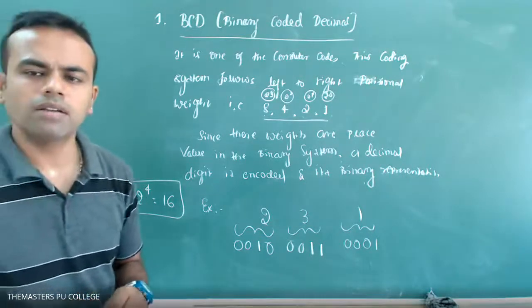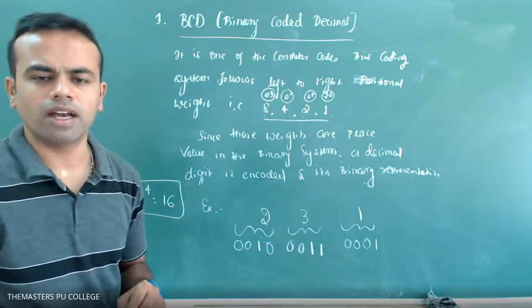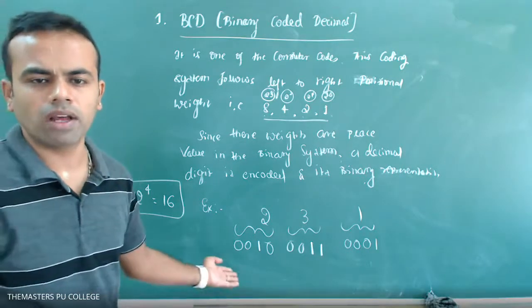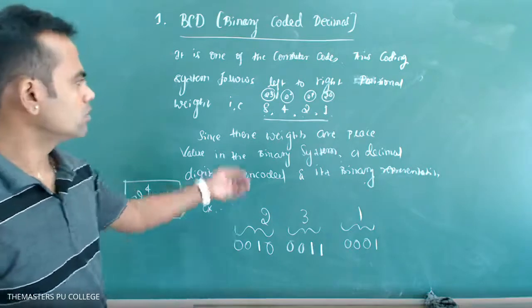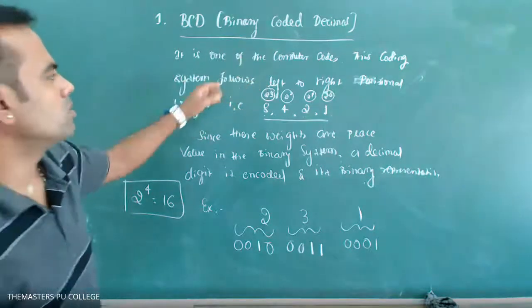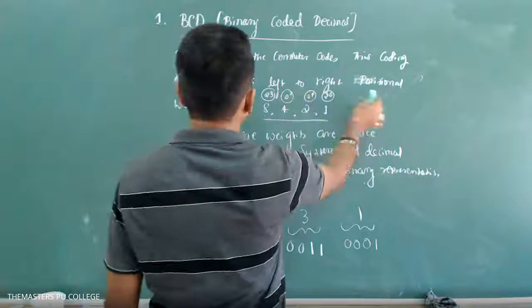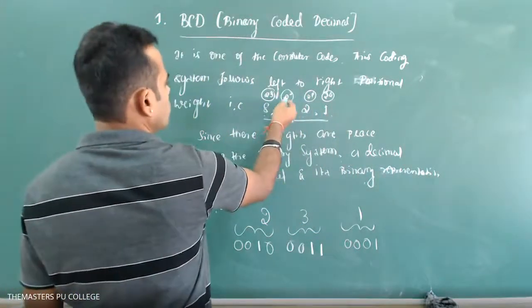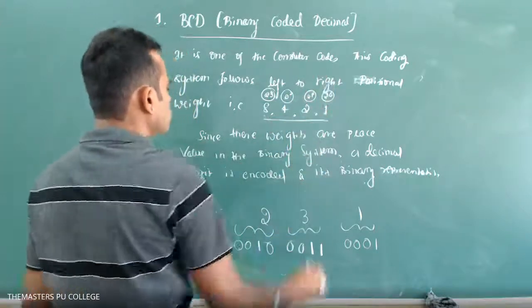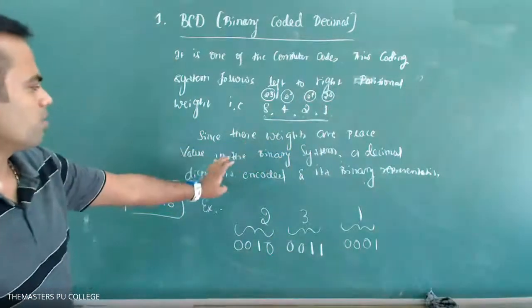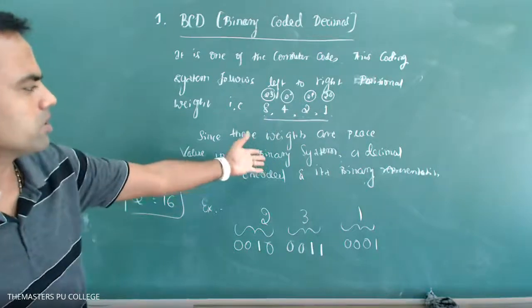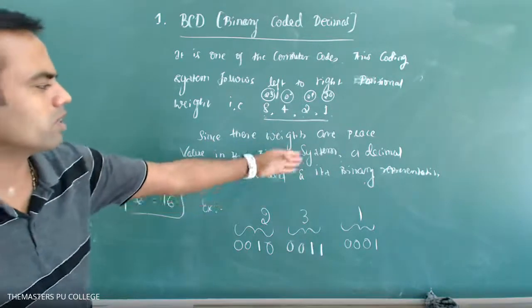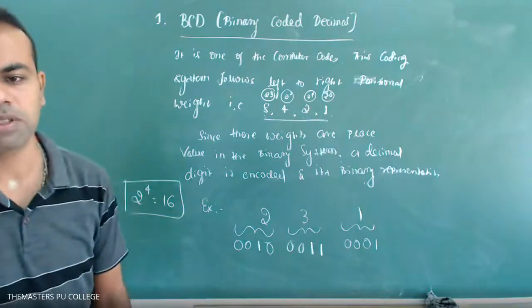Is binary coded decimal clear? Is that clear everyone? So it is one of the computer codes. This coding system follows the left to right original weights, that is 8 4 2 1, 2 power 3, 2 power 2, 2 power 1, 2 power 0. Since these weights are place value in this binary number system, a decimal digit can be encoded and its binary representation. Is that clear?